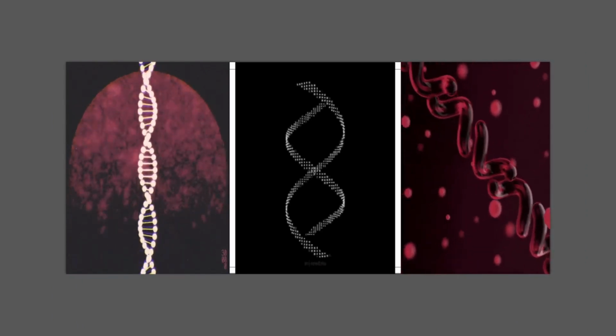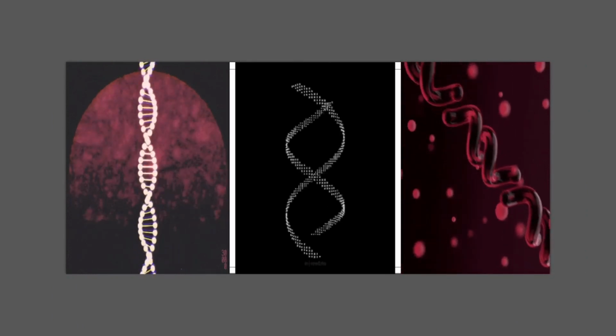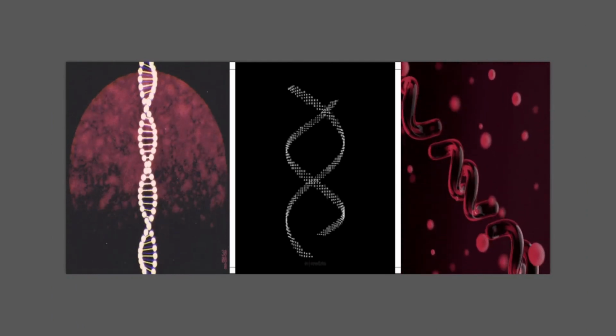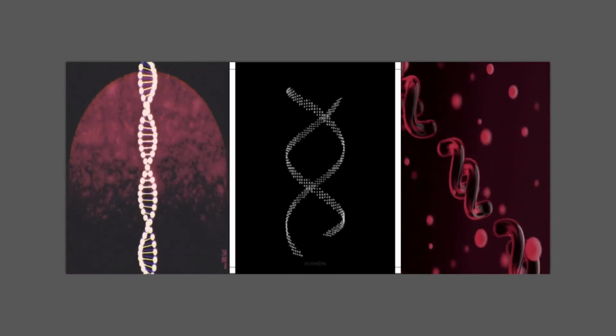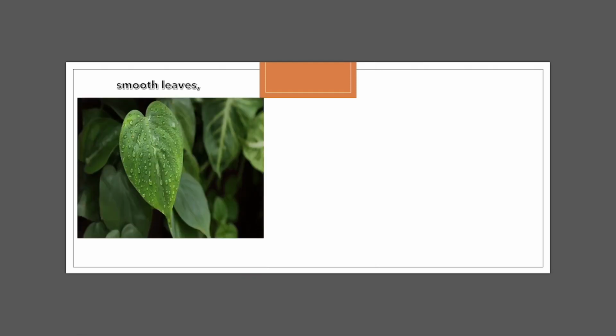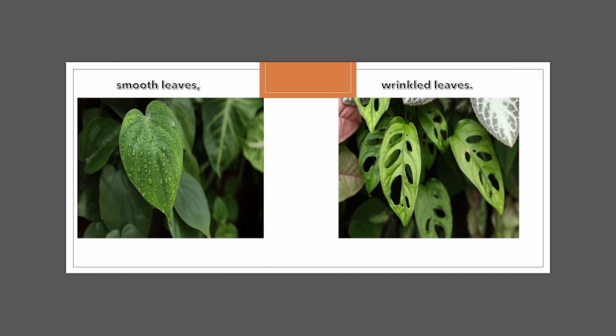Hey genetic enthusiasts! Today we will be conducting a monohybrid cross experiment to understand how traits are passed down from parents to offspring. Are you ready? Let's get started. Meet our parent plants. Plant A has smooth leaves, while the other parent plant has wrinkled leaves. We want to determine how the leaf texture trait is inherited.